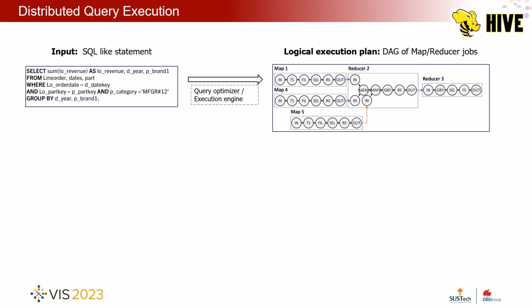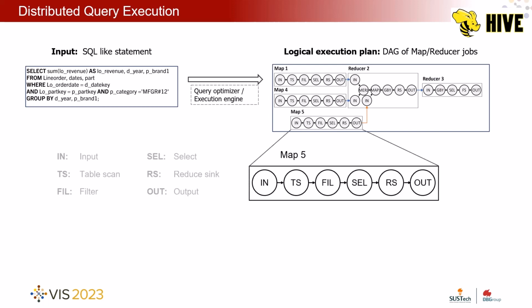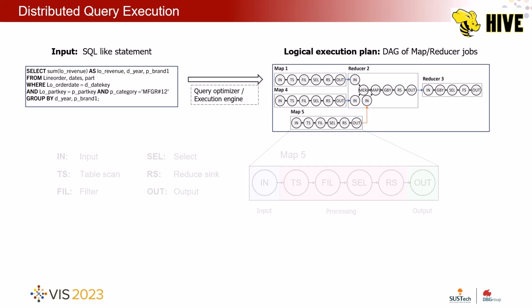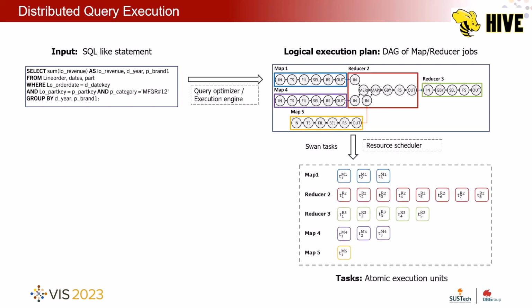Each of these jobs can be either a map job or a reducer job. Each job is composed of several operators. Let's use Map 5 as a case. It sequentially executes 6 operators, including input, table scan, filter, select, reduce sink, and output. We further divided these operators into 3 phases. The first and the last operators are the input and output phases, respectively, while the remaining operators form the processing phase.